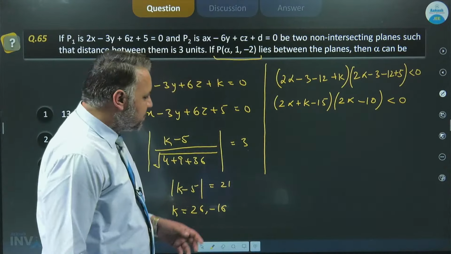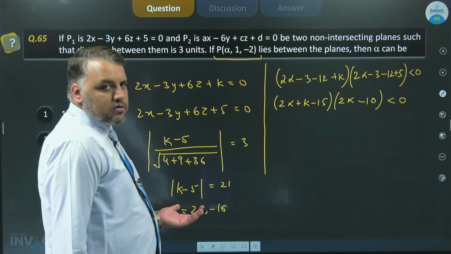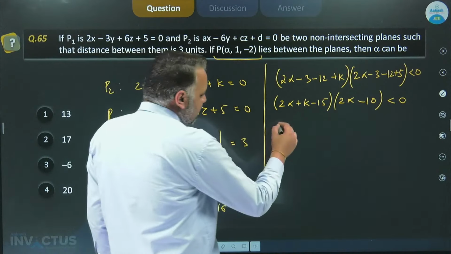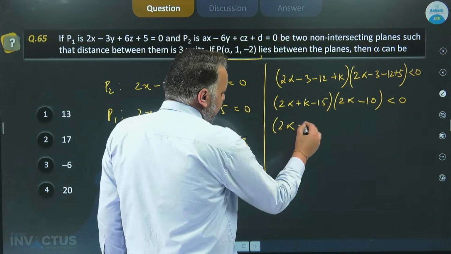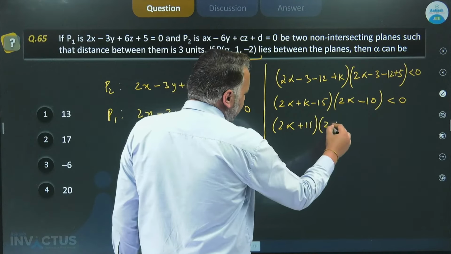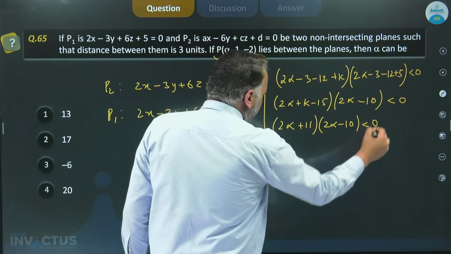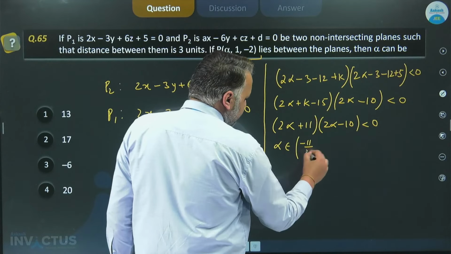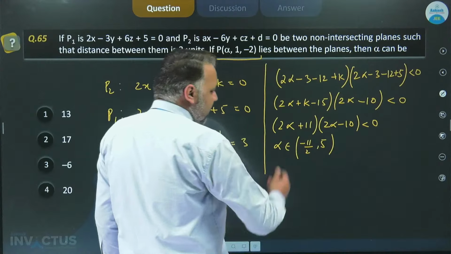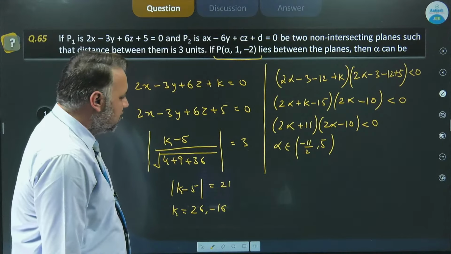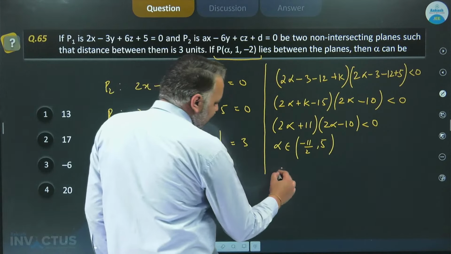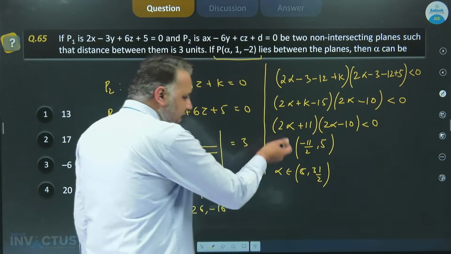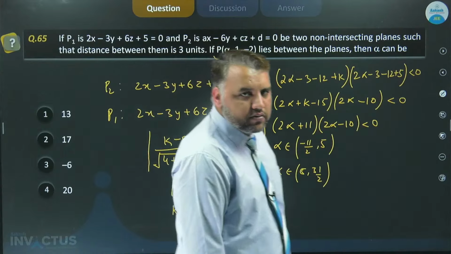Now we have two possible values of k, either 26 or minus 16. If we put 26 here, then 2 alpha plus 11 multiplied by 2 alpha minus 10 should be less than 0. From here you can say alpha belongs to minus 11 by 2 to 5. And if we put k is equal to minus 16 here, then alpha belongs to 5 to 31 by 2. So alpha can lie between these values.